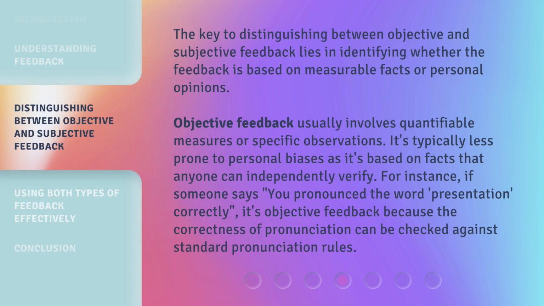The key to distinguishing between objective and subjective feedback lies in identifying whether the feedback is based on measurable facts or personal opinions. Objective feedback usually involves quantifiable measures or specific observations. It's typically less prone to personal biases as it's based on facts that anyone can independently verify. For instance, if someone says, "You pronounced the word presentation correctly," it's objective feedback because the correctness of pronunciation can be checked against standard pronunciation rules.